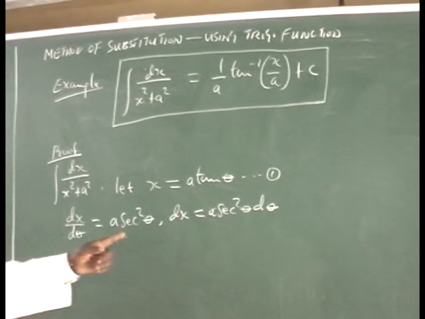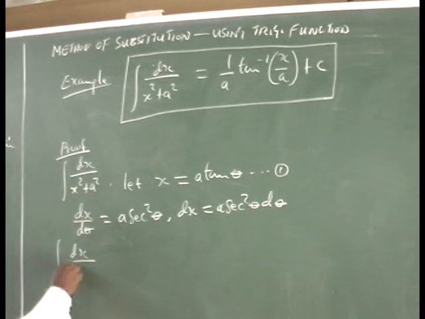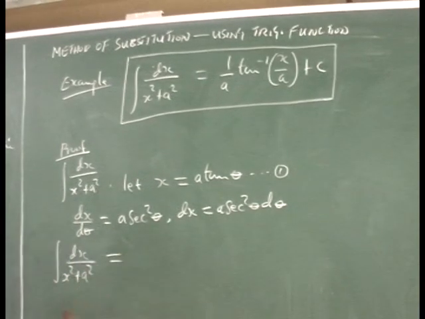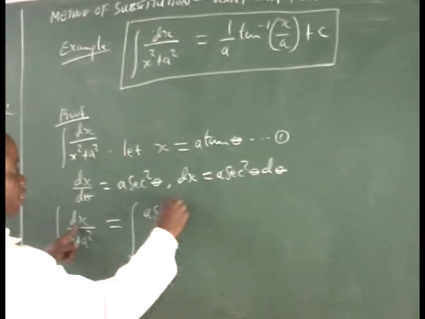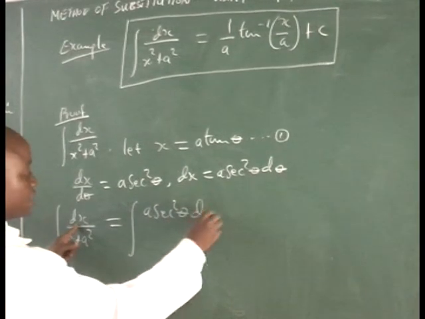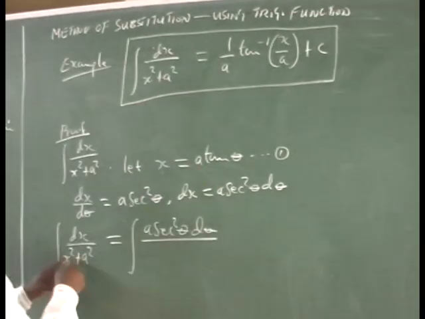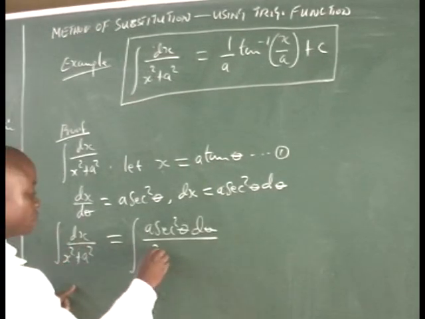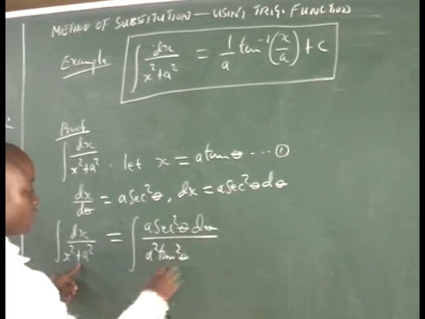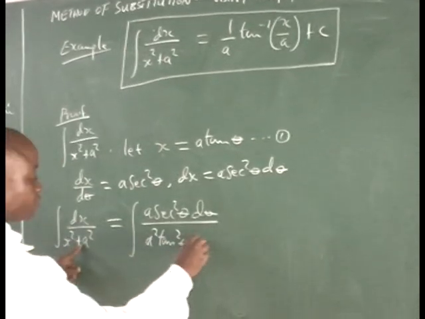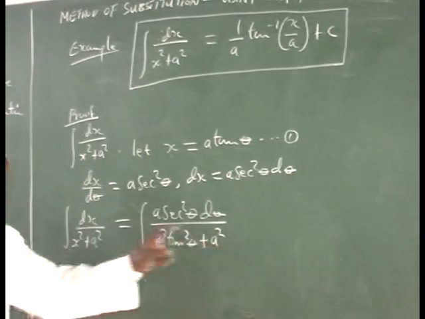Now if that happens, it means that the integral of dx all over x squared plus a squared will be the same as the integral where x is now a sec squared theta d theta all over x squared. You know, x is a tan theta. So now that we have x squared, we have a squared tan squared theta plus a squared, because a squared is this.